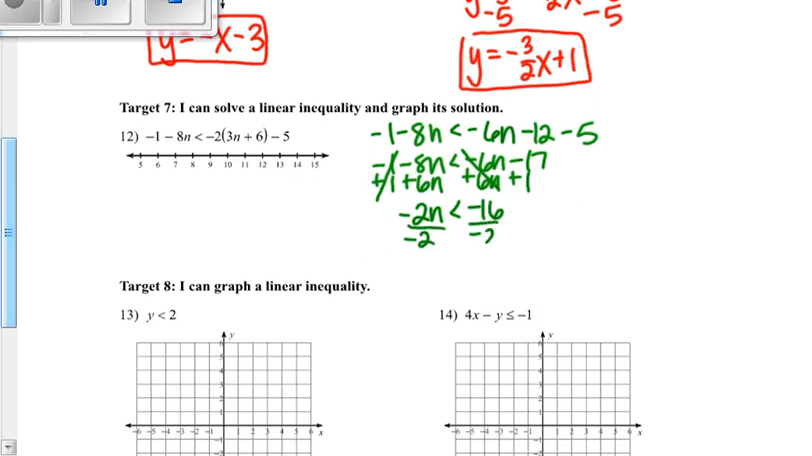Divide by negative 2. I am dividing by a negative, so I do need to switch the sign, and that would be a positive 8. So I'm going to find 8 on the number line. I'm going to put an open point there because it's not including 8. There's no equal to, and it says it's greater than 8. So we're going to go to the right.